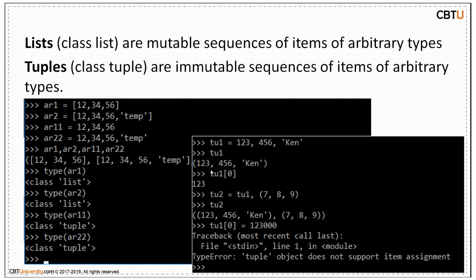And when you type TU1, it prints the output. The value of the item at index 0 is 1, 2, 3. When you try to assign a value for index 0 of the tuple, it gives an error: this tuple object doesn't support item assignment. Let us see a demo.